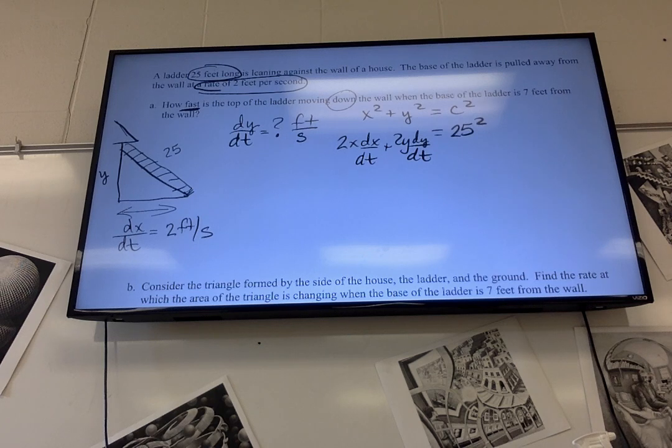And then it says when the base of the ladder is 7 feet from the wall. So that's when x is 7. dx dt was 2. What's y? We don't know. How can I figure out y? It's the sine of y over 25? No, it'd be cosine. Well, we only know... how could we figure it out if we don't know?